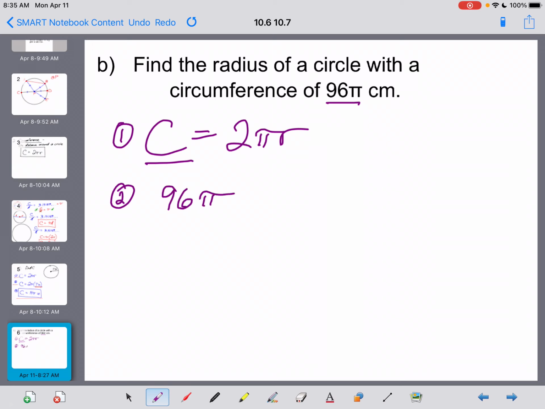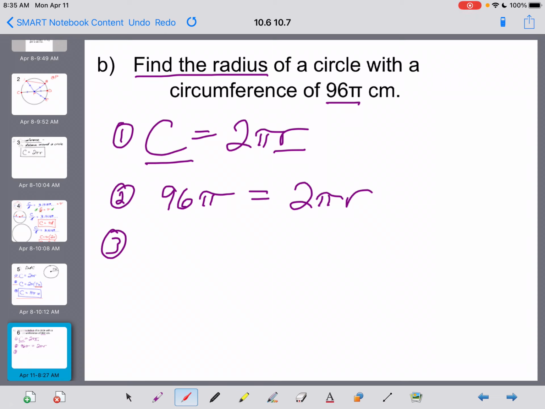So 96 pi goes in for the circumference. And what we're trying to find here is the radius. That means that r is unknown, and that's what we're looking for at the end of this problem. So step 2 is just to fill in what you know, but now we know the circumference, and we're looking for the radius. And now as we move on into step 3, same as it always was, do what you need to do to solve the problem.